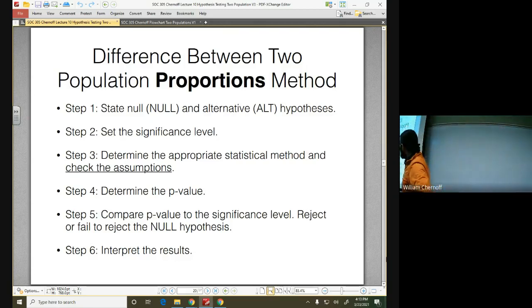So to use this method, we have our 6 steps, the same 6 steps that we've talked about. Null and alternative hypothesis, set the significance level, determine the appropriate statistical method, check the assumptions, determine the p-value, compare your p-value to your significance level, and then make a decision and interpret your decision.